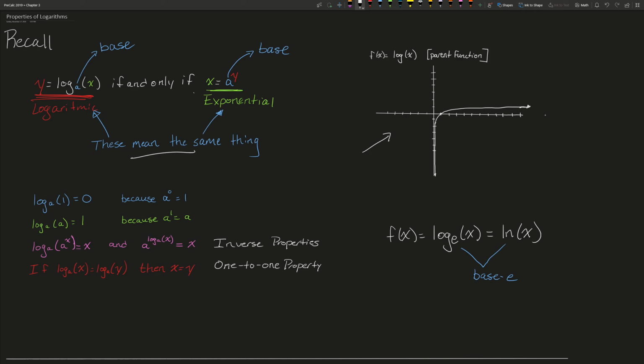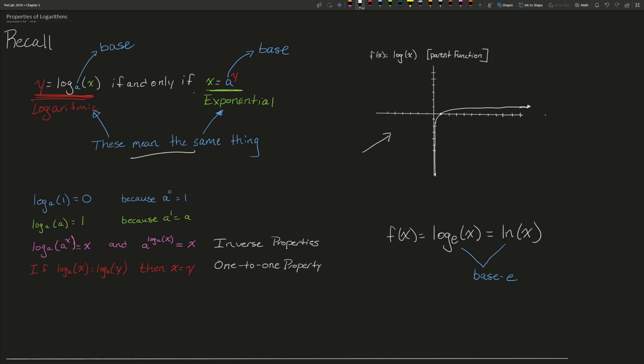The next thing that we went over were the basic properties of logarithms. Log base a of 1 will equal 0, because a to the 0 power is equal to 1. Log base a of a is equal to 1 because a to the first power is equal to a. Log base a of a to the x will equal x, and a to the power of log base a of x will also equal x. And that's just a demonstration of the inverse property.